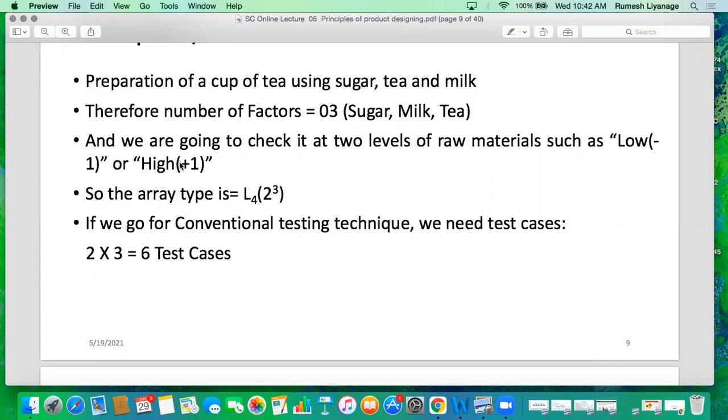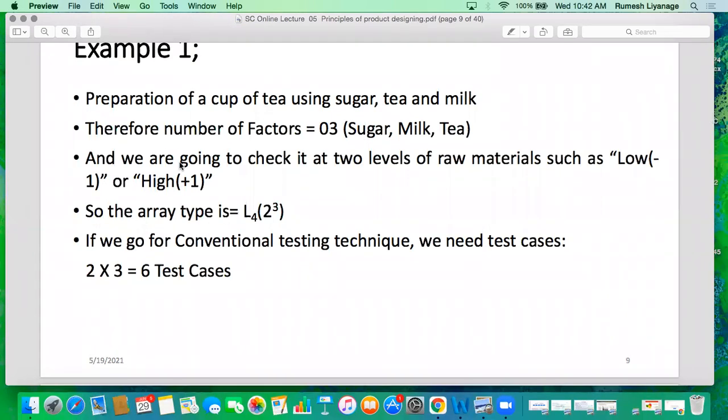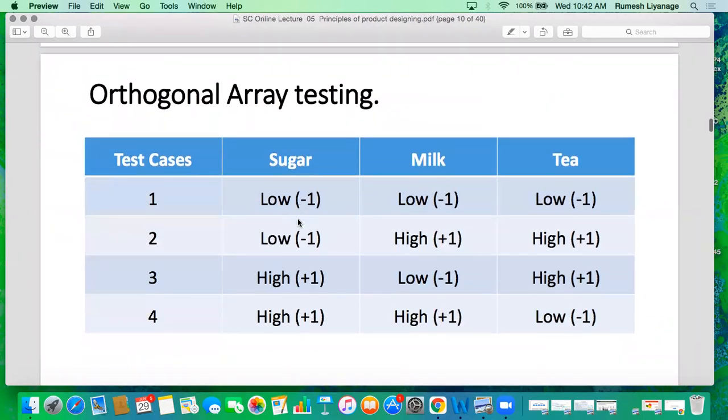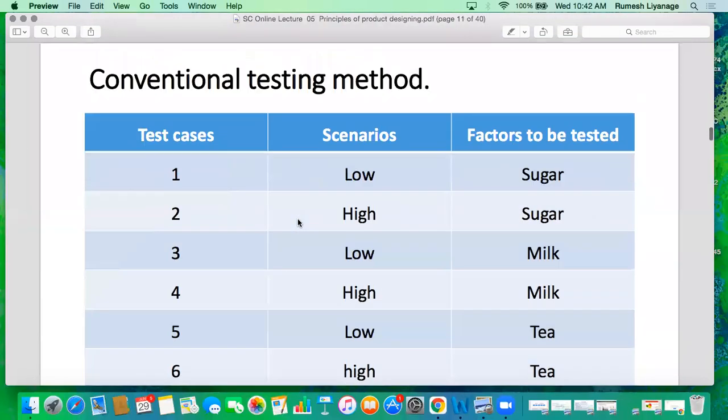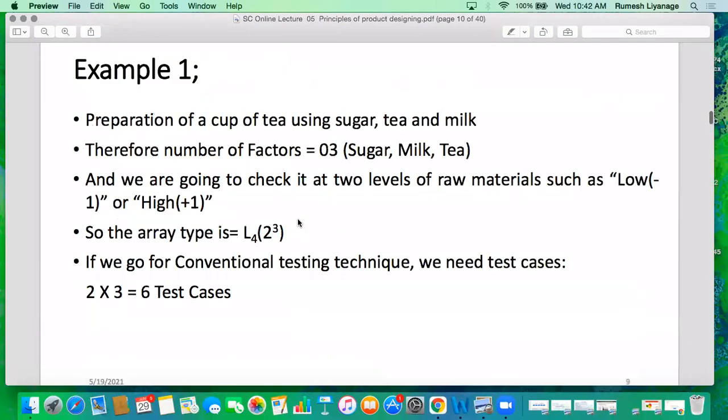So how many levels are there? When it comes to the conventional test method, there are 3 factors at 2 levels, so 6 test cases should be there. Factorial design cases are higher. But here you can see only 4 cases. How to get these, I will explain.